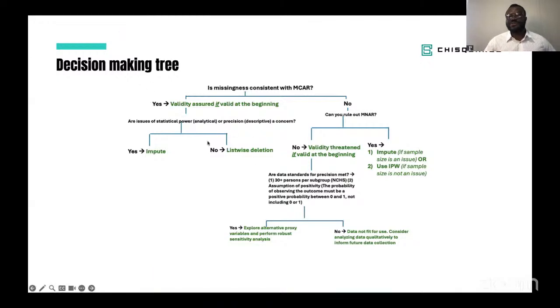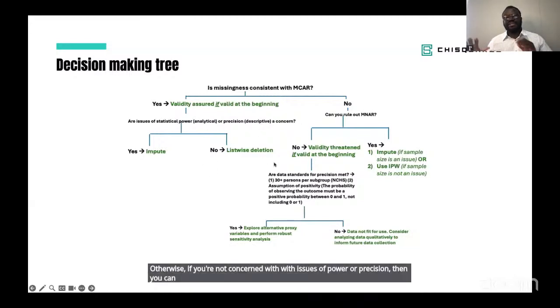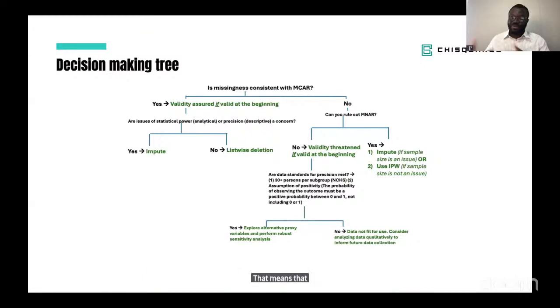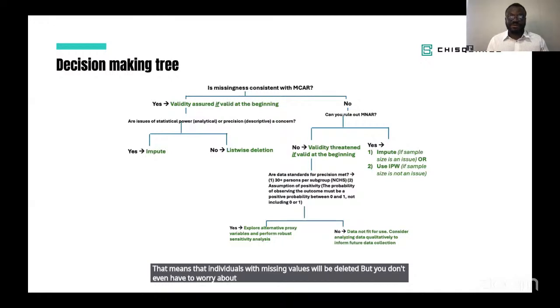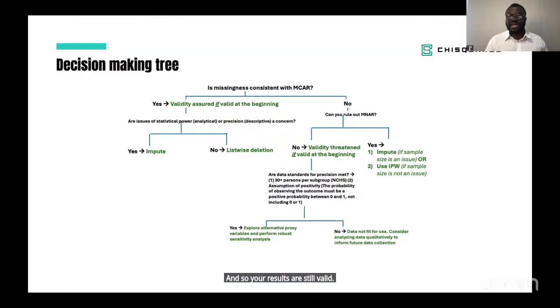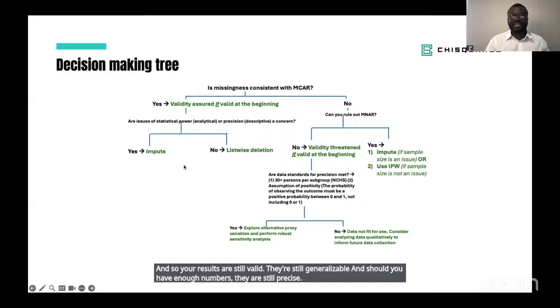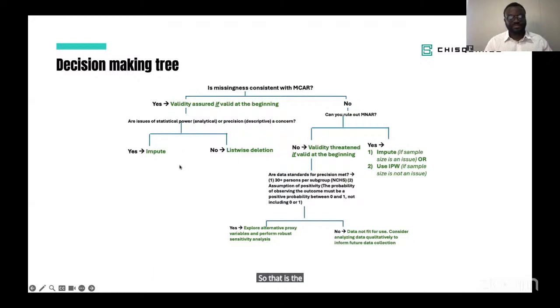Otherwise, if you're not concerned with issues of power or precision, then you can do a listwise deletion. That means that individuals with missing values will be deleted, but you don't even have to worry about issues of bias because the people leaving the data set and those remaining in the data set are exchangeable. There's no systematic difference between them. And so your results are still valid, they're still generalizable, and should you have enough numbers, they are still precise. So that is the flow in this direction.